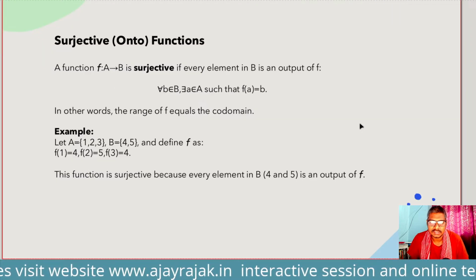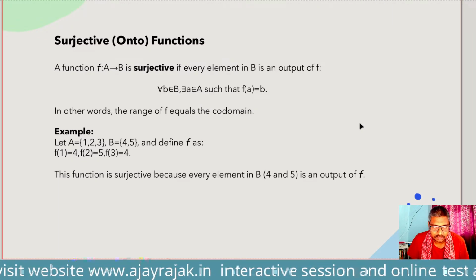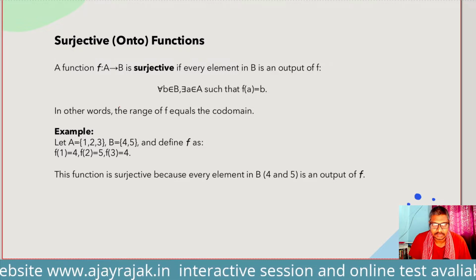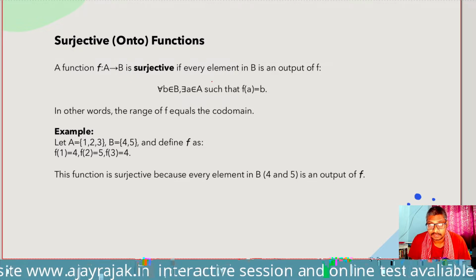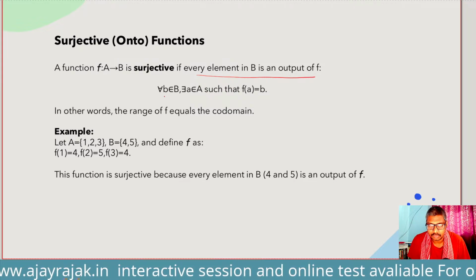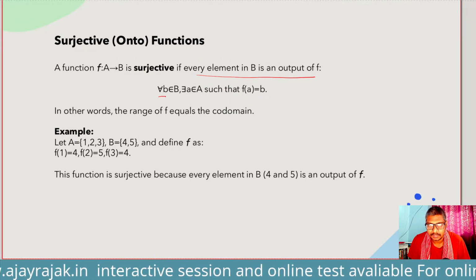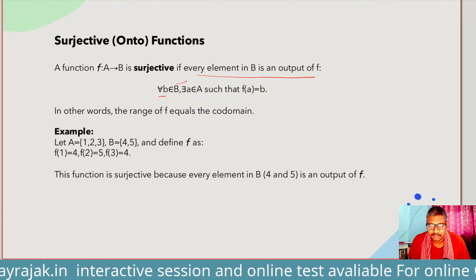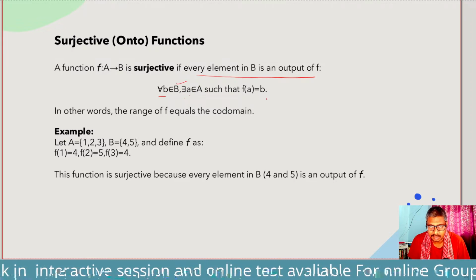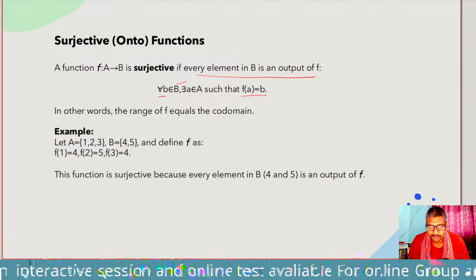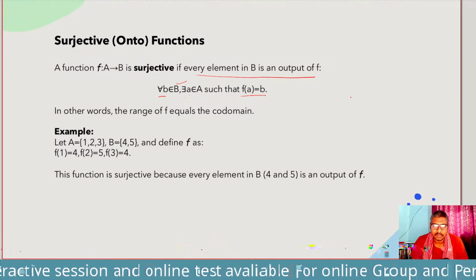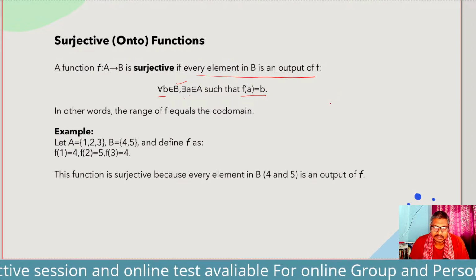Now the second one is surjective functions. A function f from A to B is surjective if every element of B is an output of f. So for all b belonging to set B, there exists a belonging to set A such that f(a) equals b, which should be an element of B.